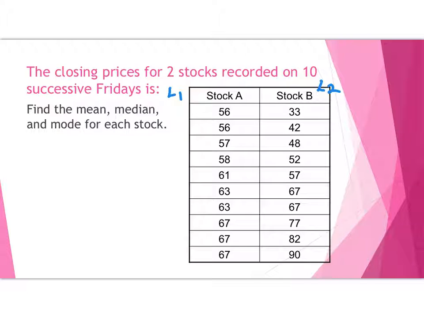To find the mean, median, and mode for stock A, we just need to do stat, calculate, one variable statistics. We could just hit enter twice, because if our data is in L1, we don't need to tell the calculator anything. To find them for stock B, we need to do stat, calculate, one variable statistics, hit enter once, type in L2, then hit enter again to get the mean, median, and mode for stock B.